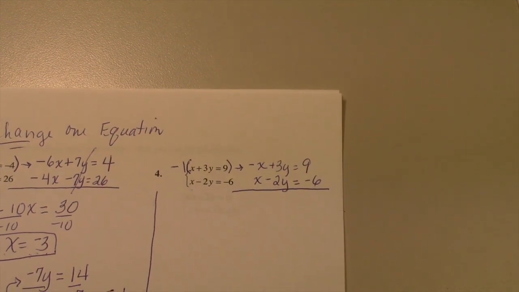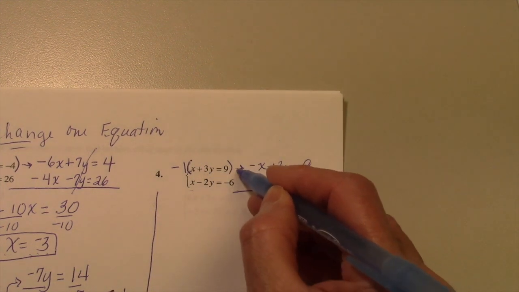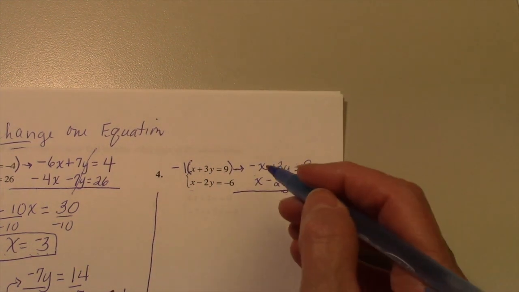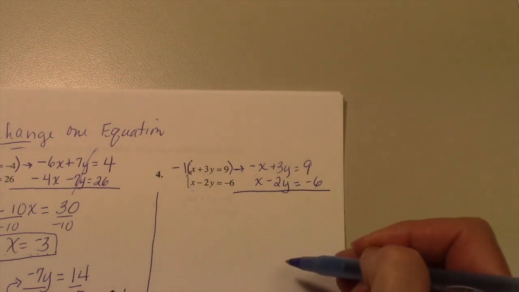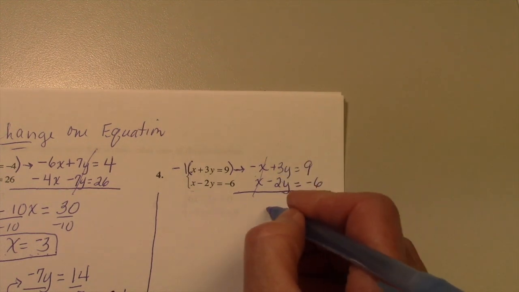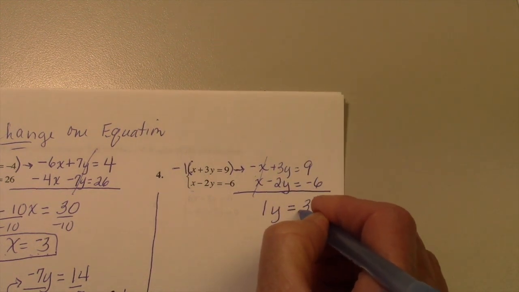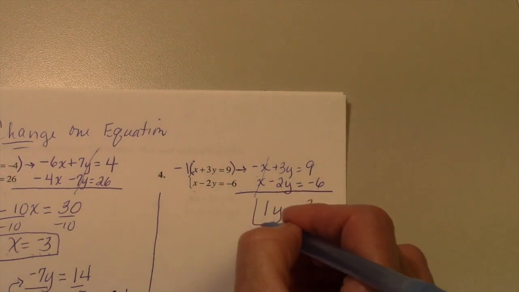You follow me? I copied exactly the bottom equation over. The top one I multiplied by negative 1. X's cancel. The y's actually make, oh, this is nice, makes 1y equals 3. So y is 3.